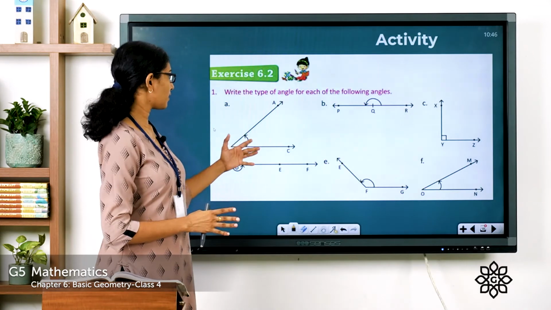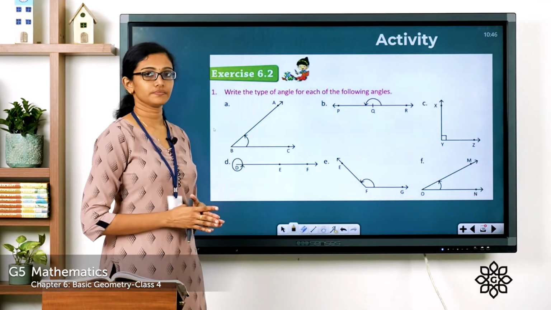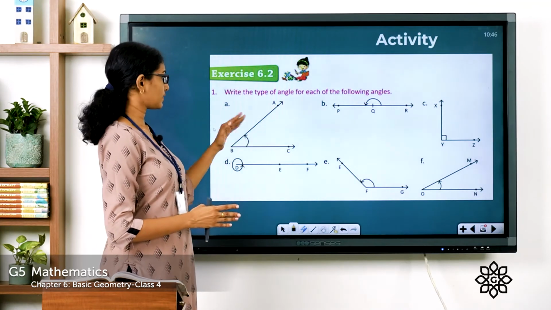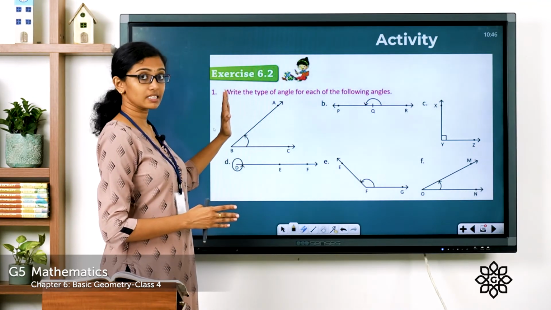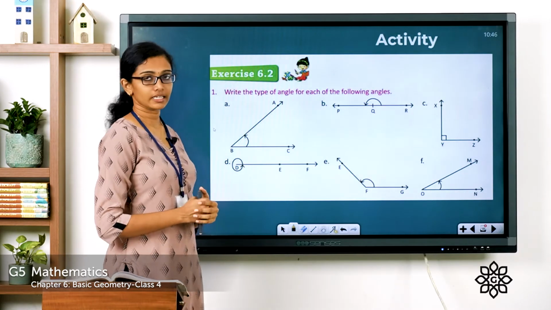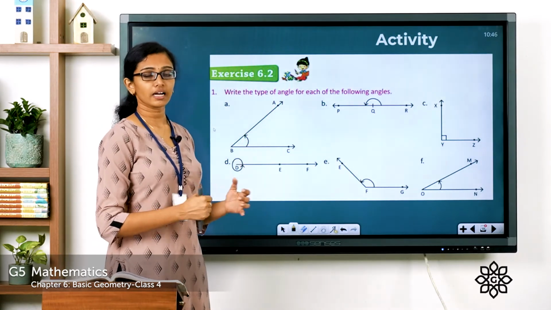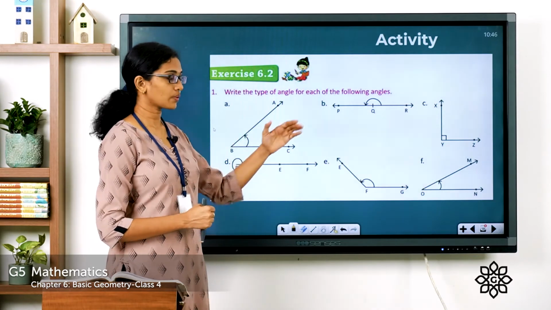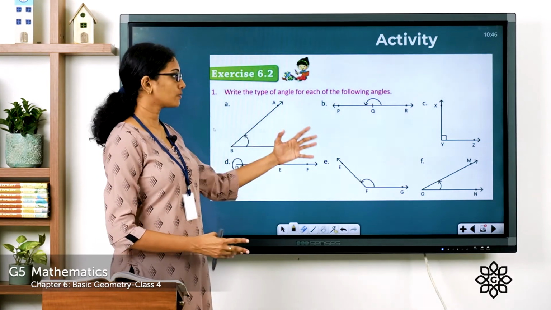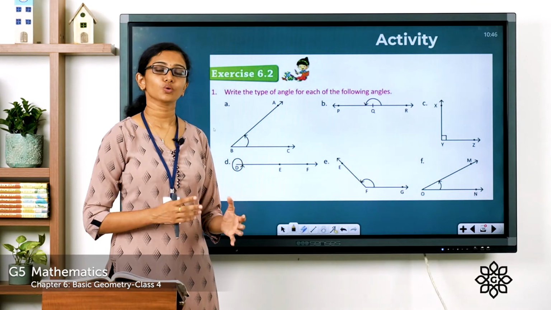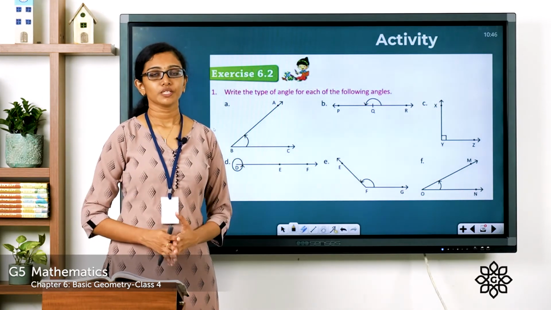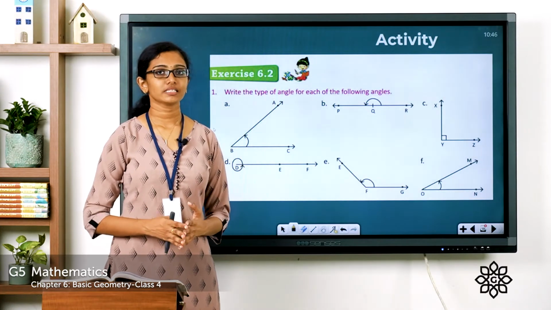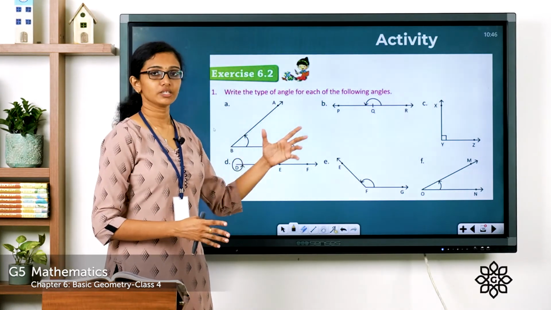For example, the first one is an acute angle. It is measured from this side, from the right to the left, and it has not reached the 90 degree mark. It is less than 90 degree and hence this one is an acute angle. Similarly, observe the other examples or other questions and mention the type of angle there. Do this as an activity. Please pause the video, finish it and come back. Hope you are done with that. Now let's see which type of angle each one is.